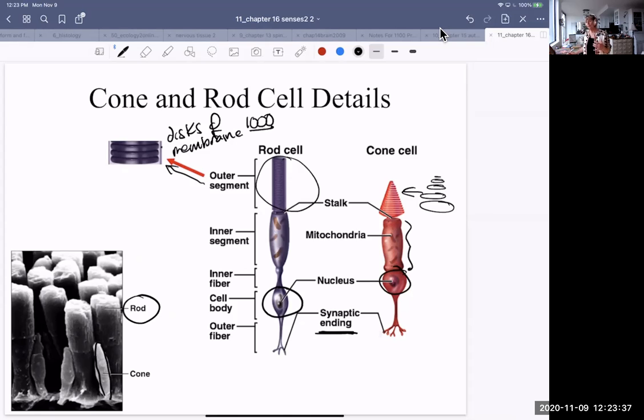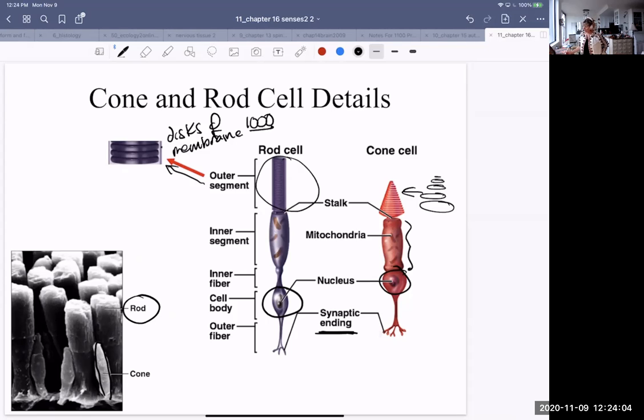So can you think of a reason why the rods might be larger than the cones? Let me just put the chat up here. Why might the rods be larger? So remember, they're detecting, to be more sensitive because they're detecting light in essentially dark conditions. Yeah, exactly.